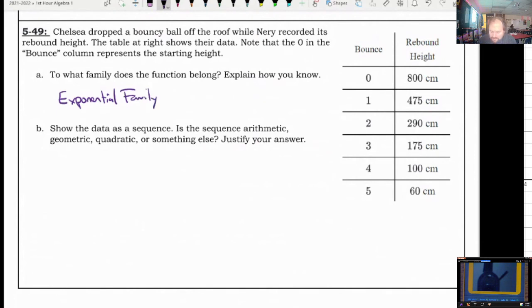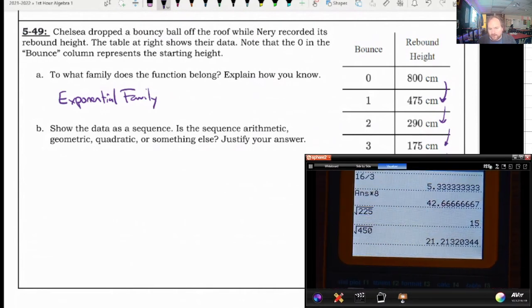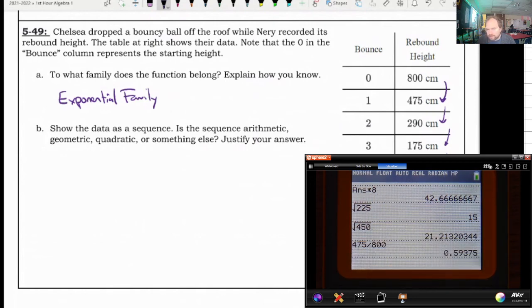And the reason why is because the numbers are decreasing by a constant multiplier. We are multiplying the same thing each time. What that number is, you have to go to a calculator to figure it out. Well, actually, let's answer that in part B, because we got to show the data as a sequence. Is it arithmetic, geometric, quadratic, or something else? Let's go ahead and just do the division. 475 divided by 800 is that number.